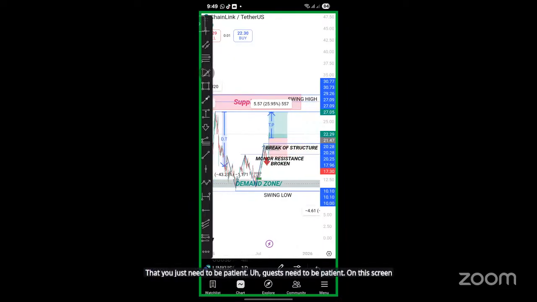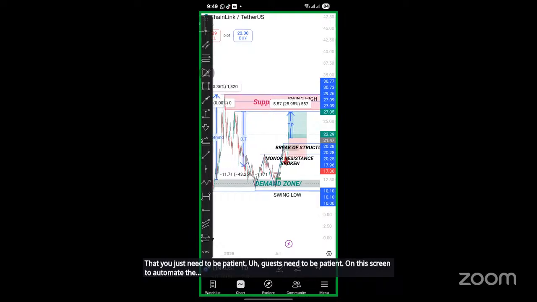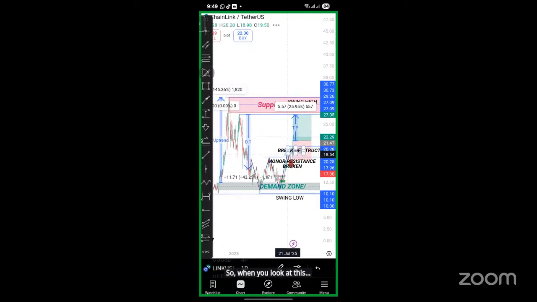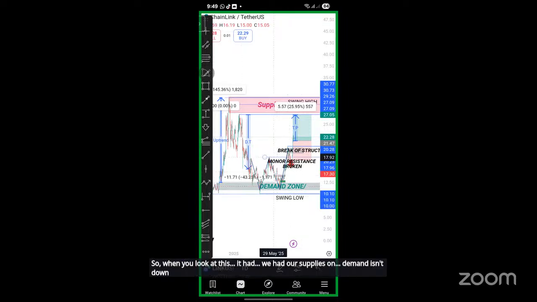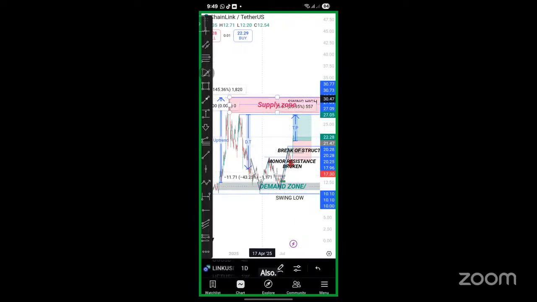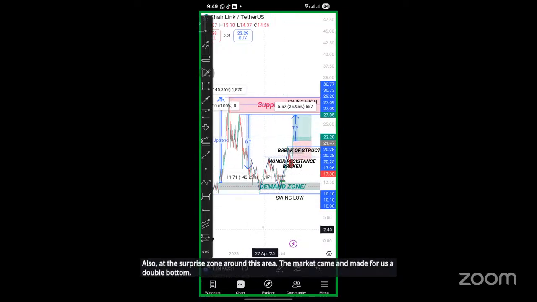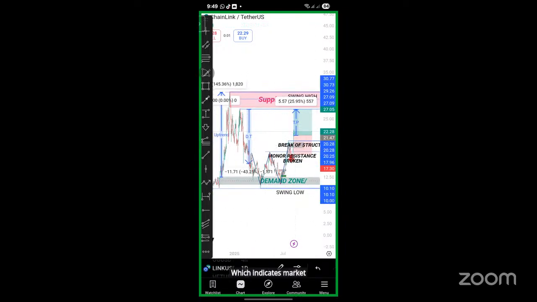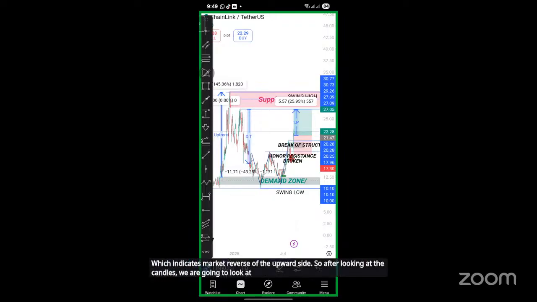When you look at this, we had our supply zone and demand zone down here. It also had a supply zone around this area. The market came and made for us a double bottom, which indicates a market reversal on the upward side. So after looking at the candles, we are going to look at these patterns, and that's what we're going to see next.